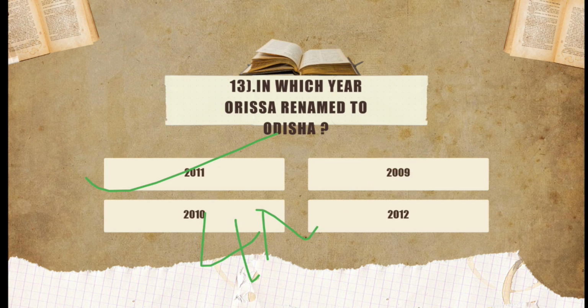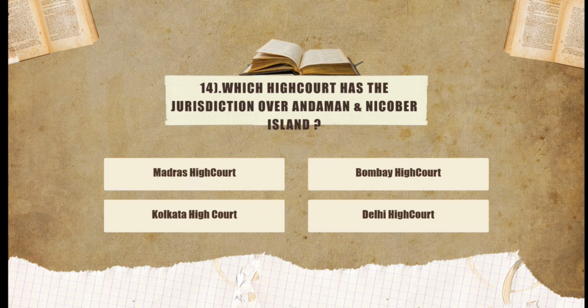Okay, next question, question number 14. Question number 14 asks: which High Court has jurisdiction over the Andaman and Nicobar Islands? The options are: A, Madras High Court; B, Kolkata High Court; C, Bombay High Court; and D, Delhi High Court. Among the following High Courts, which has jurisdiction over the Andaman and Nicobar Islands? The correct answer is that the Madras High Court has jurisdiction over the Andaman and Nicobar Islands.